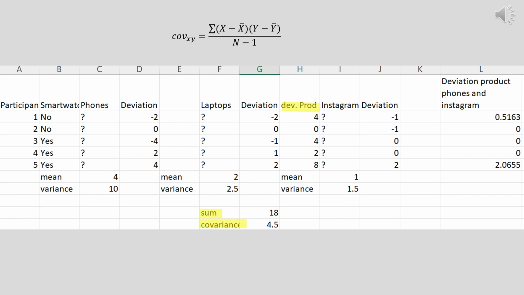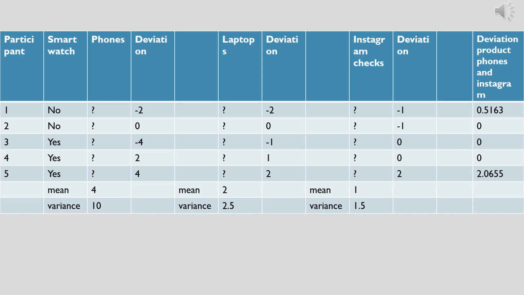And you will probably be expected to do stuff like this on the exam. So it's a really good idea to get practice to actually make sure that you can do this on your own. Okay, now I'm interested in what is the correlation between phones and laptops, the number of phones somebody owns and the number of laptops they own.